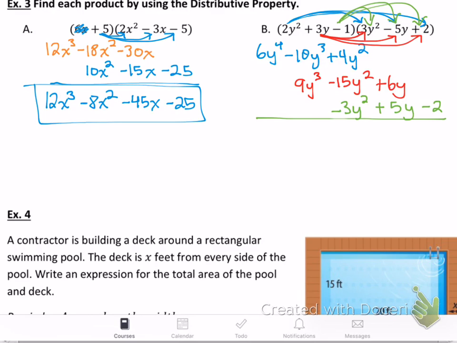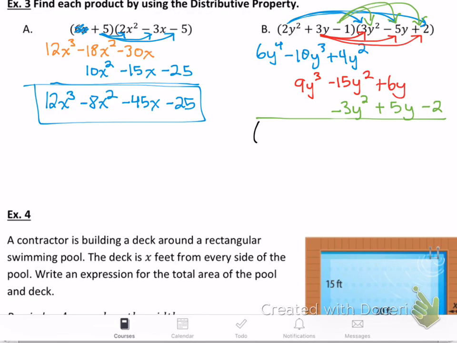So take a minute just to make sure that all of your terms here, after you've multiplied, are correct. I've lined them up neatly here so that I have all my like terms going up and down. Now, if they are correct, then you could just add straight up and down.